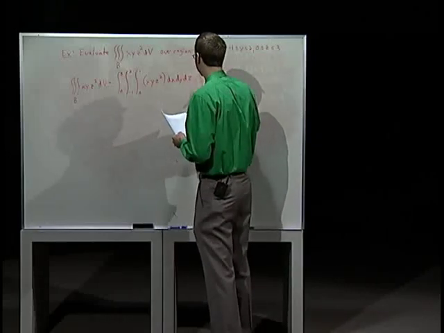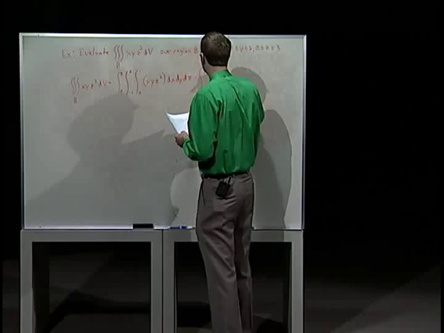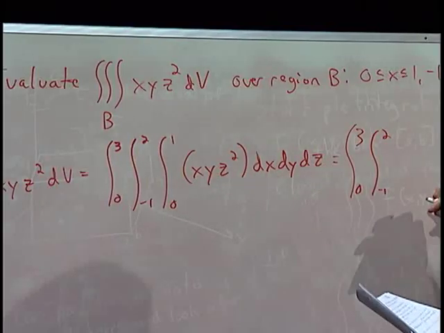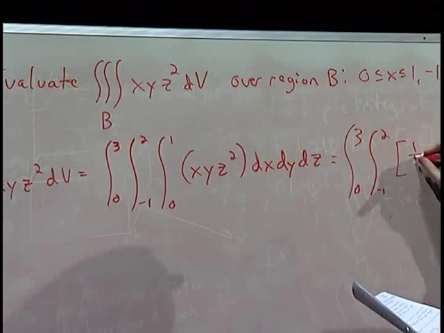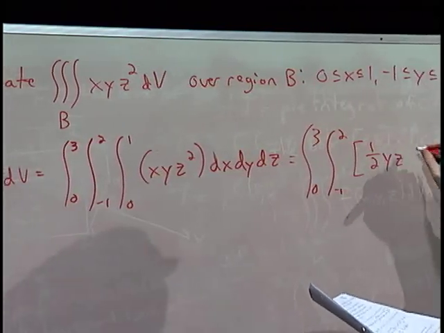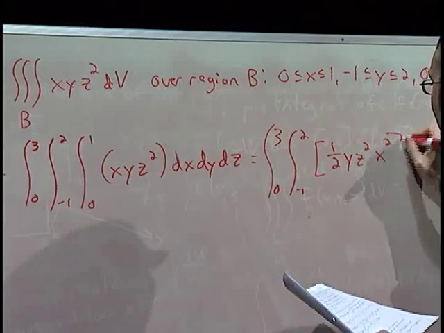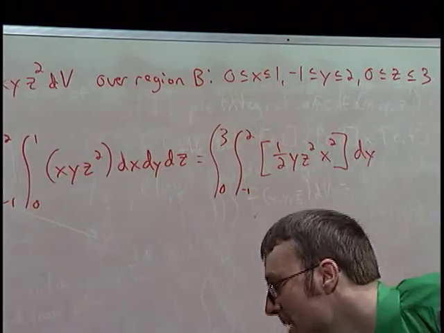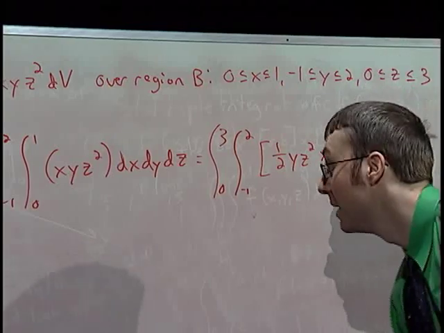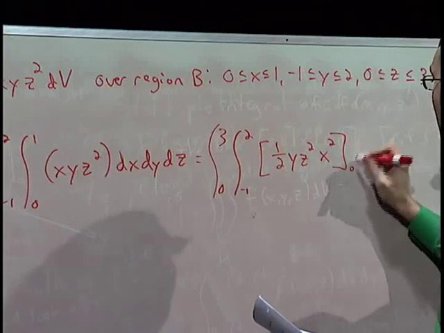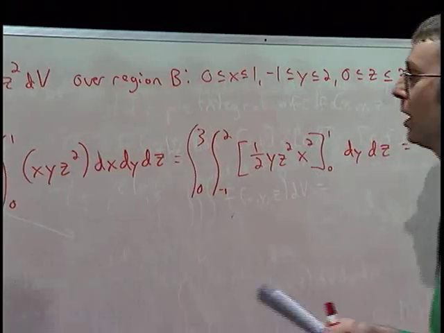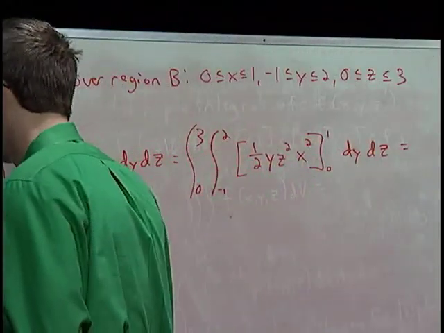So we want to integrate with respect to x first. So let's see here. We've got 0 to 3, we've got -1 to 2. The y z squared is a constant in terms of x. So what have you got? 1/2 y z squared x squared, right? I should put my limits up here too. The limits of integration are from 0 to 1 and dy dz. Okay, and so what do you get there?